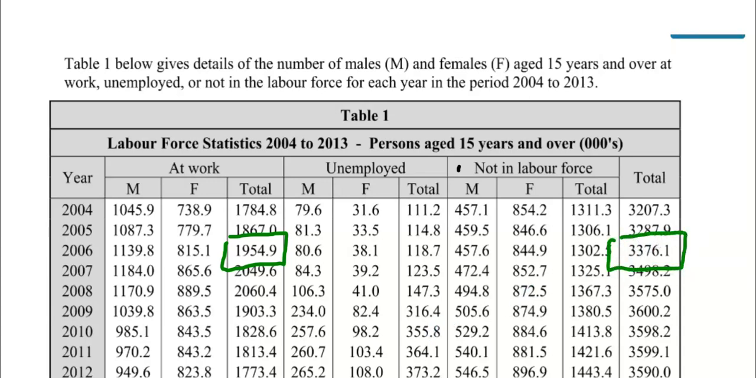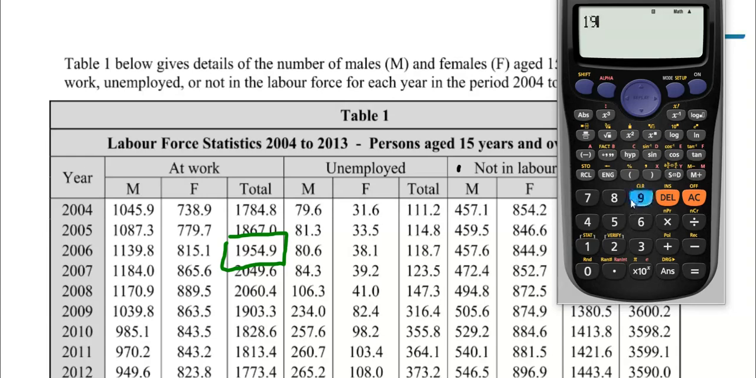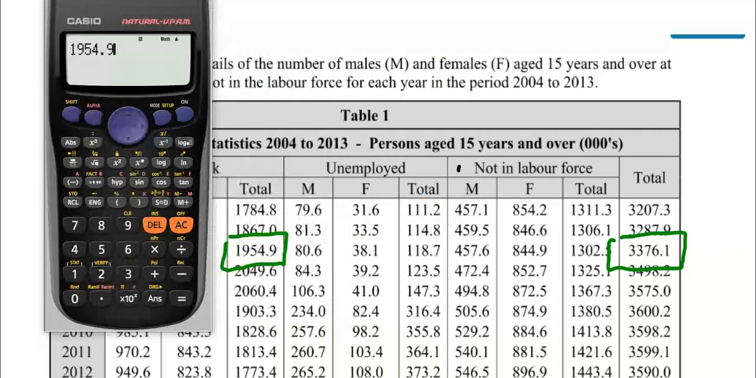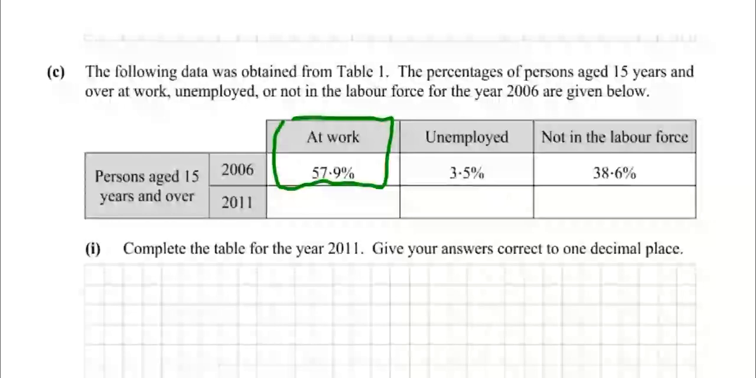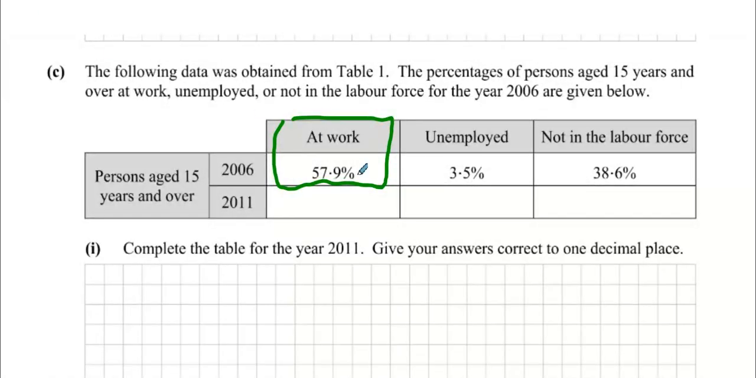And what we reckon is, if I get 1954.9 and I divide it by, what do I divide it by? Divide that by the total, 3376.1. And if I multiply that by 100, I should get the same percentage. Everybody happy with 57.9? What I said in the previous question? That's the technique, isn't it? So the technique should be exactly the same for 2011.